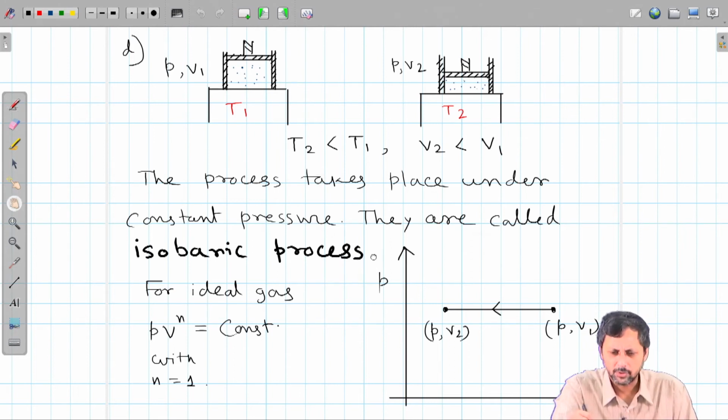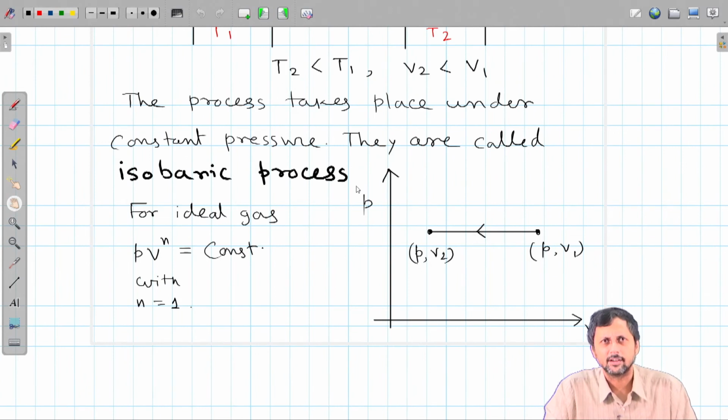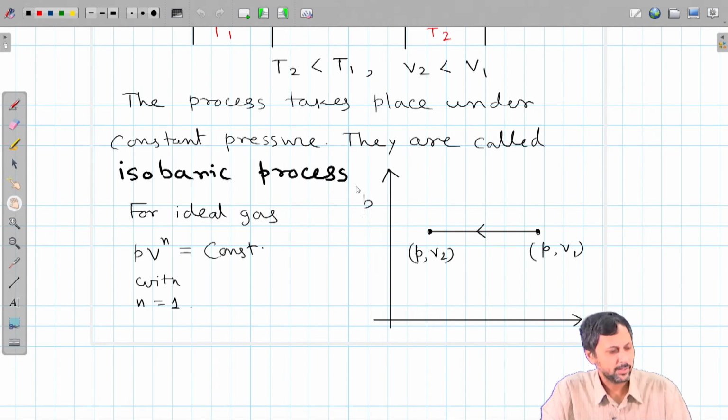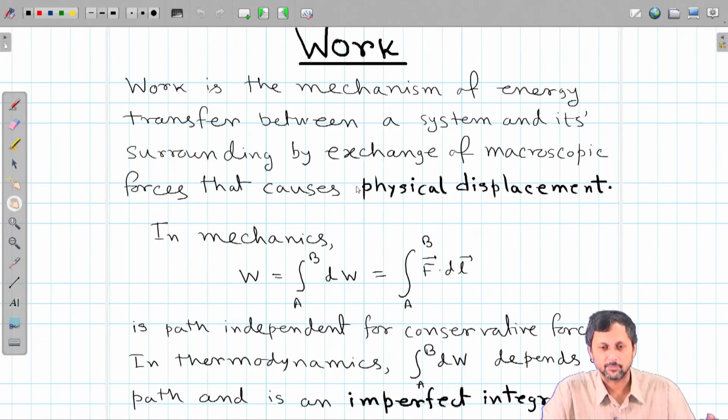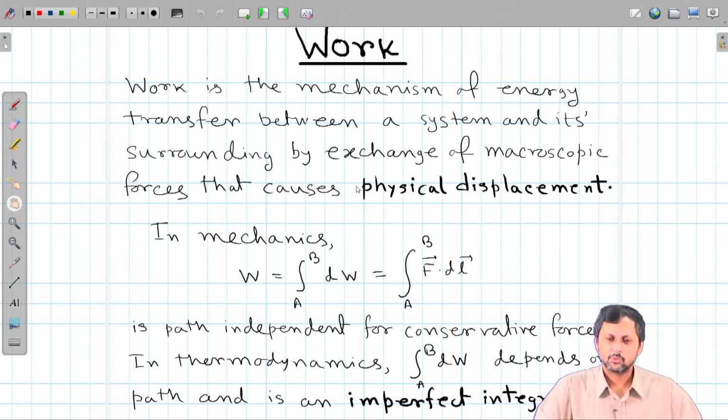Once again, for an ideal gas, we can write PV^n equal to constant with n equal to 1 in this case. So, this is an example of an isobaric process. Next comes work. Now, what is work?